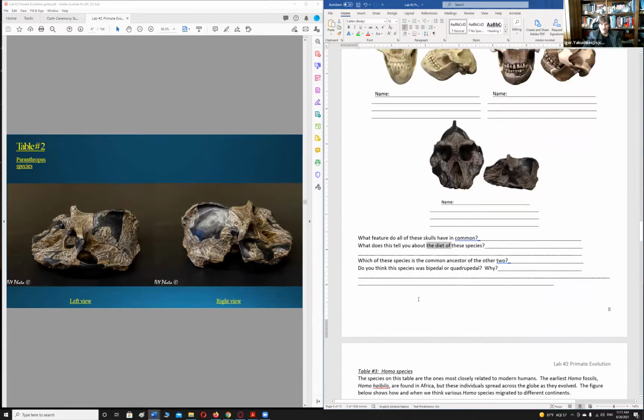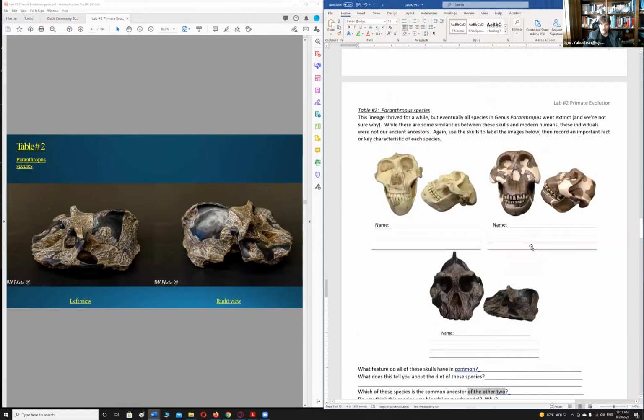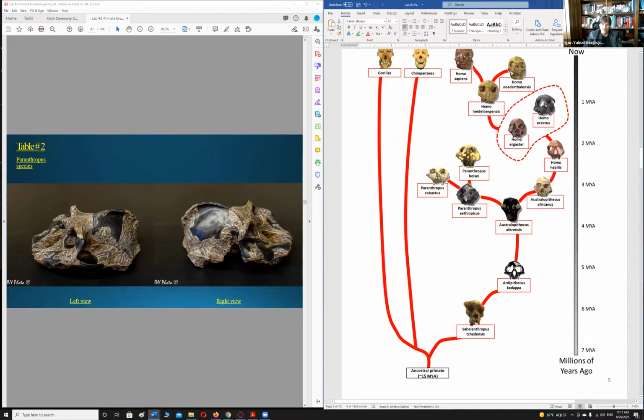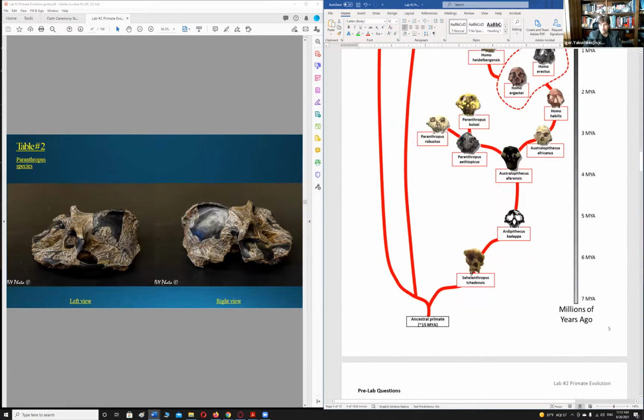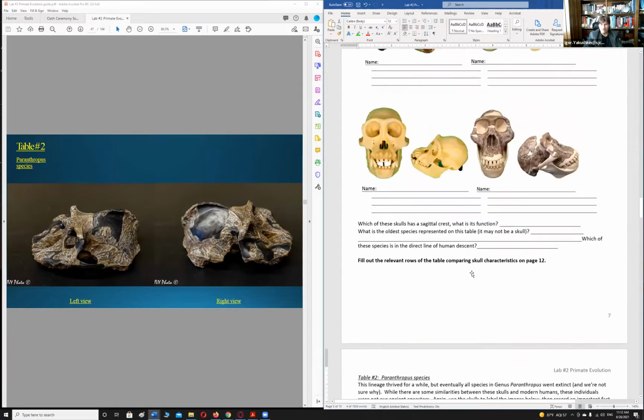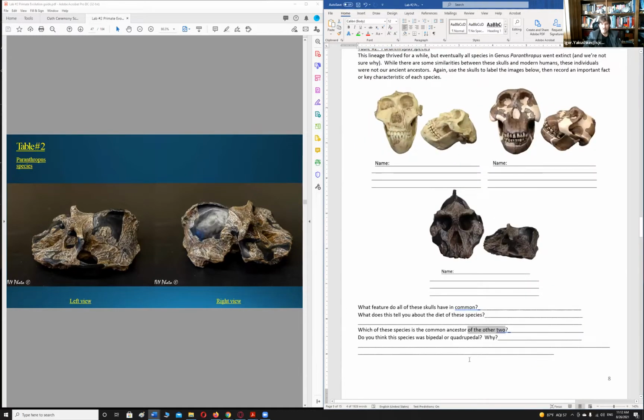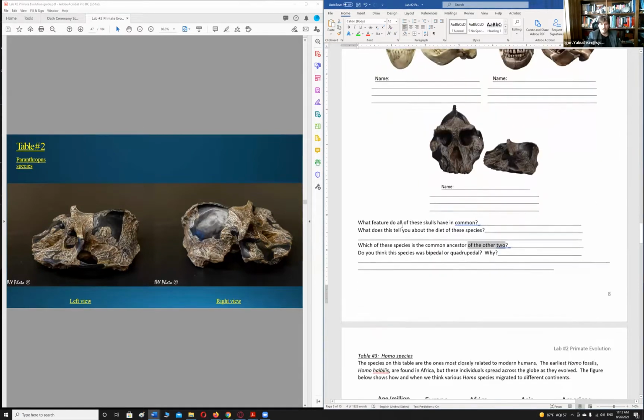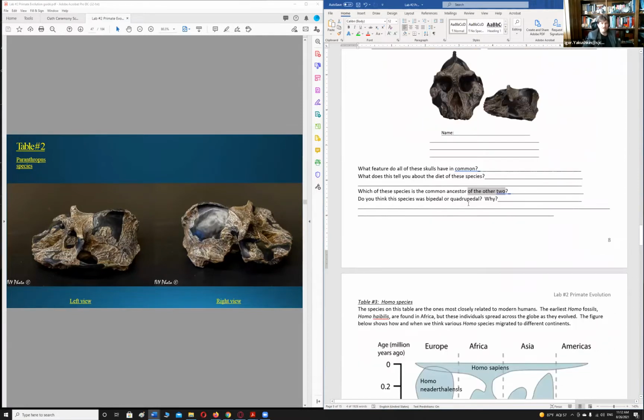Which of those species is the common ancestor of the other two? So in this particular case, you're going back to that particular chart, and you can see Afarensis, Ethiopicus, the black skull, this guy, which gives us robustus and boisei. So Ethiopicus most likely was the ancestor giving the branching out to several other species of the Paranthropuses. All right. Do you think this species was bipedal or quadrupedal? The lack of snout tells us that they were most likely bipedal creatures.